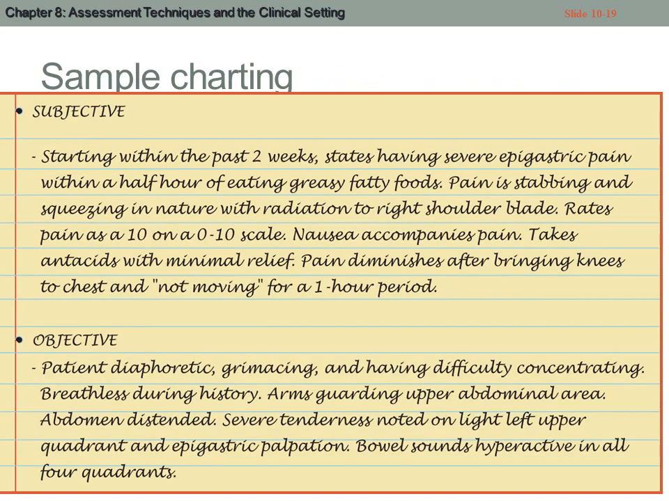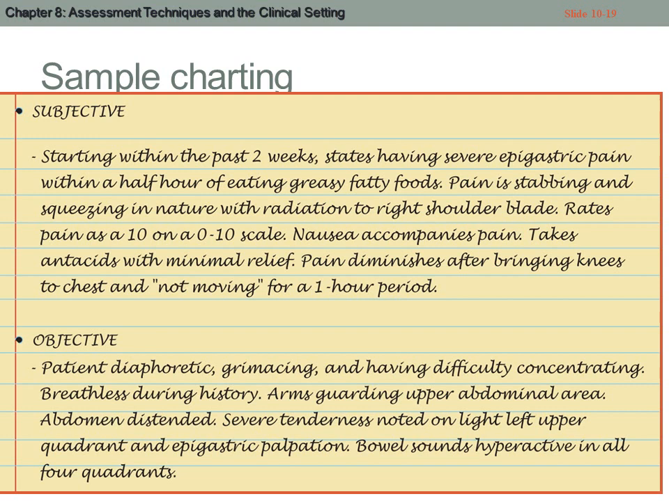And then in documenting pain with our patient, we're going to document what the patient states. So subjectively, what that information tells us. Patient says, I've been having pain for a few weeks. It's epigastric pain and it occurs within a half an hour of eating greasy or fatty food. And then they describe the pain. It's stabbing, it's squeezing, it radiates. And then the patient tells you, well, my pain is 10 out of a 10 scale. Also, I have some nausea with it. So those are accompanying symptoms.